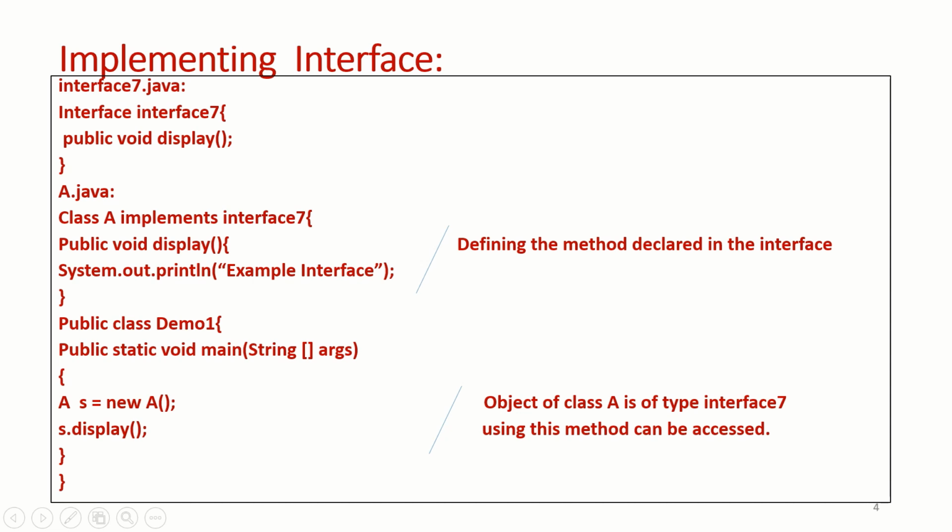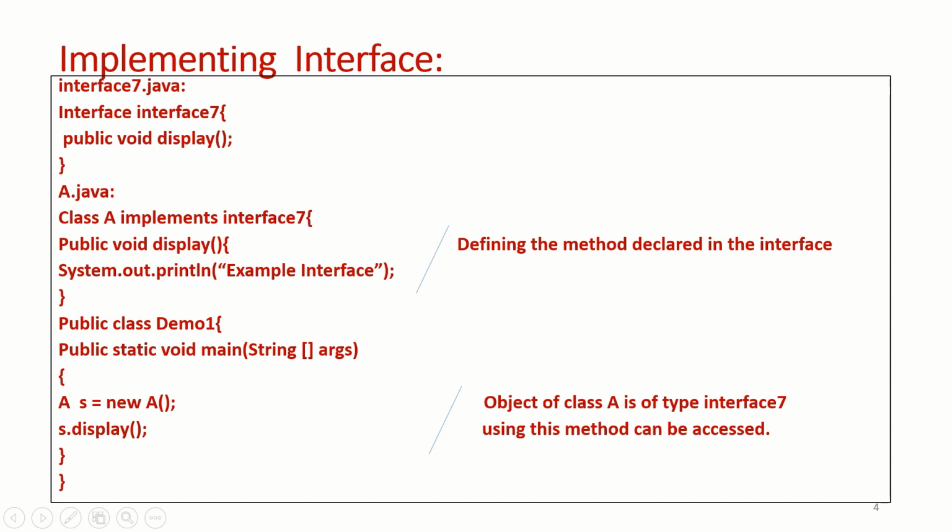So here we have given only the method signature. But inside the class we will give the method implementation, that is the body of the method. So we can see system.out.println example interface. Here we have given the method signature alone, but here we have given the implementation for the method. The class A implements the interface 7.